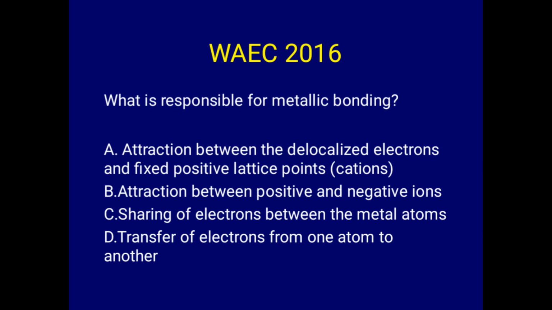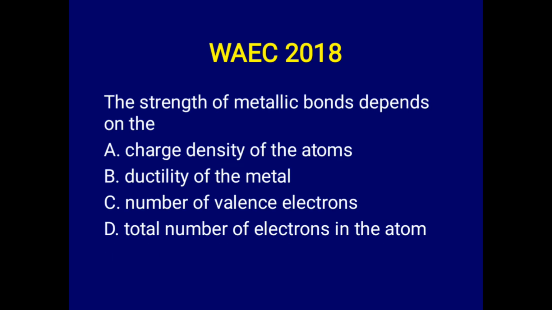Okay, so let's look at another one. WAEC 2016, what is responsible for metallic bonding? You have attraction between the localized electron and fixed cations, attraction between positive and negative ion. Then the answer is A, the attraction between the localized electron and fixed positive lattice points, the cations.